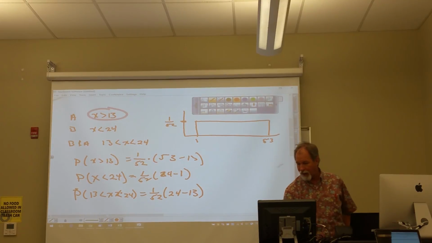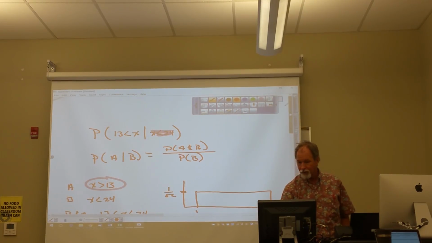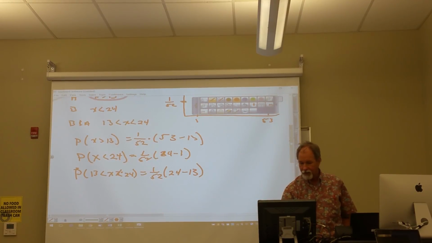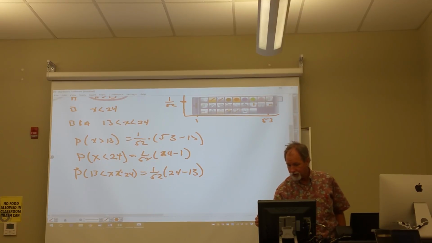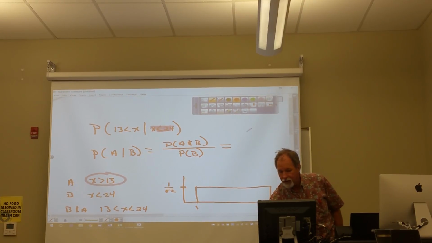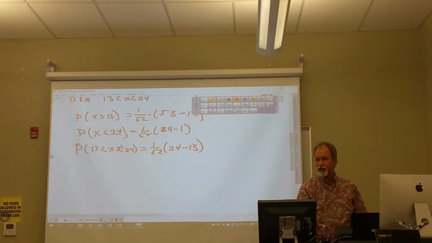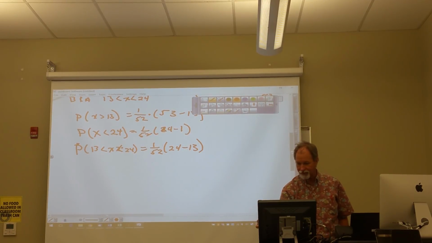So if I want to go back up here, the probability of A given B, so the probability of A and B is what? 24 minus 13 is 11. So this becomes 11 over 52. And B, the probability between 13 and 24 would, whoops, that's the 11.